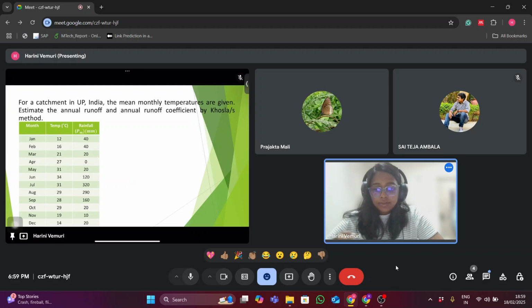Okay, so in the next question, for a catchment in UP, India, the monthly mean temperatures are given. So they are asking to estimate the annual runoff and annual runoff quotient by Khosla's method. Okay, so here we have the monthly temperature. Also we have to remember that the Khosla formula is only for the monthly scale, and also here the monthly mean temperature and rainfall values are given.